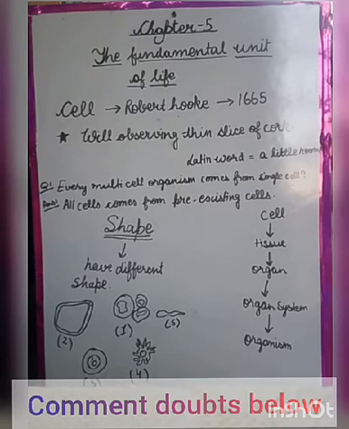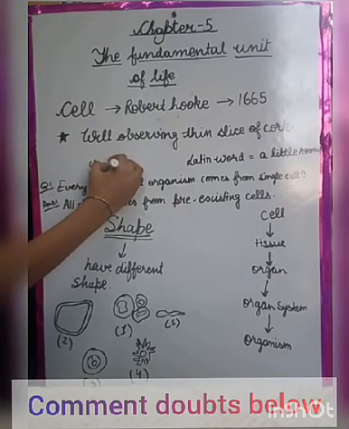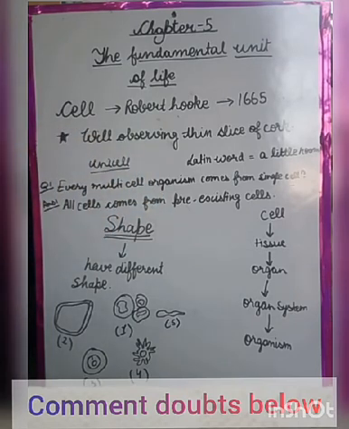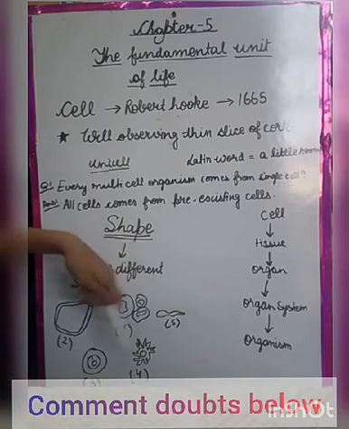Okay, why is it written multi-cell? Why not unicell? Because unicell means one cell. So how can a one-cell creature have so many cells? So every multi-cell organism comes from a single cell. Now see, we have said that cells make cells, right? Cells make cells. But from where has that single cell come?